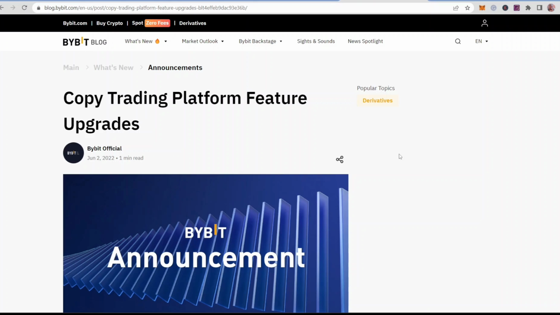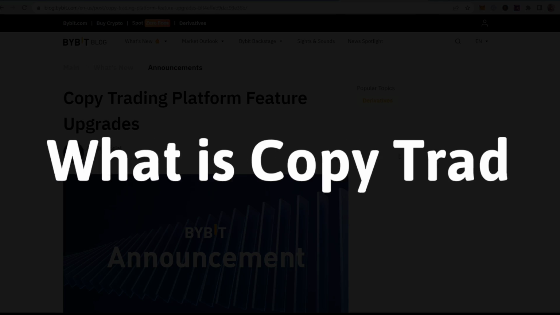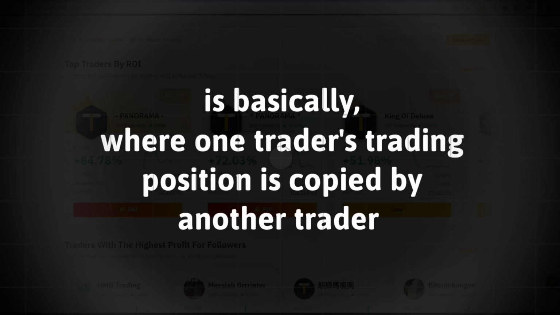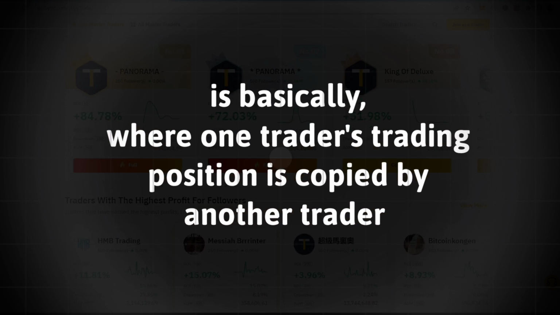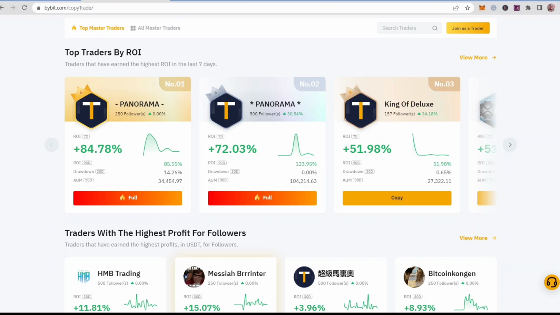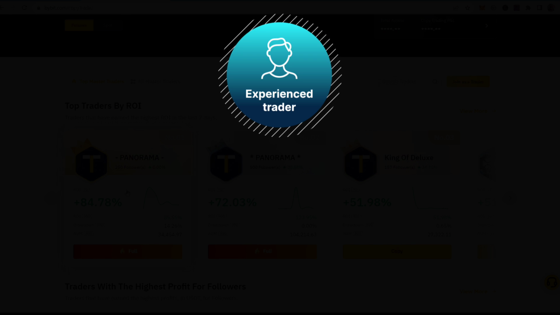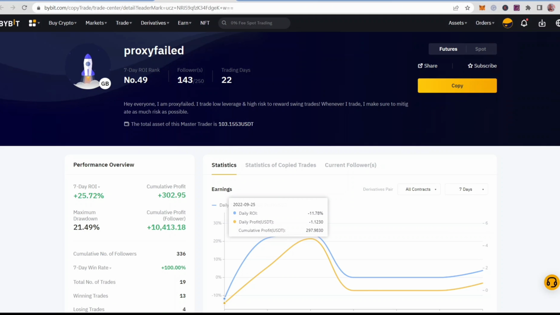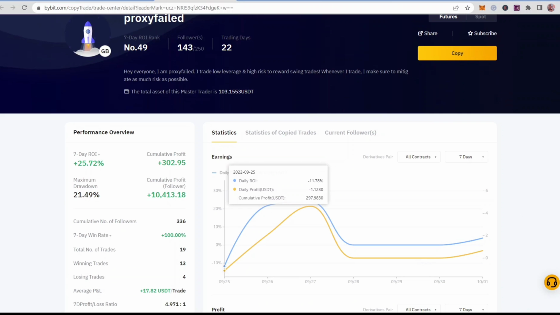So now the first question is, what is copy trading? Copy trading is basically a system of trading where one trader's trading position is copied by another trader. So in simple terms, copy trading involves taking advantage of the trading positions of other traders. So that means there's one guy at the top, which is a master trader, and there are other branches of traders, and people are making a lot of money from this system of trading.